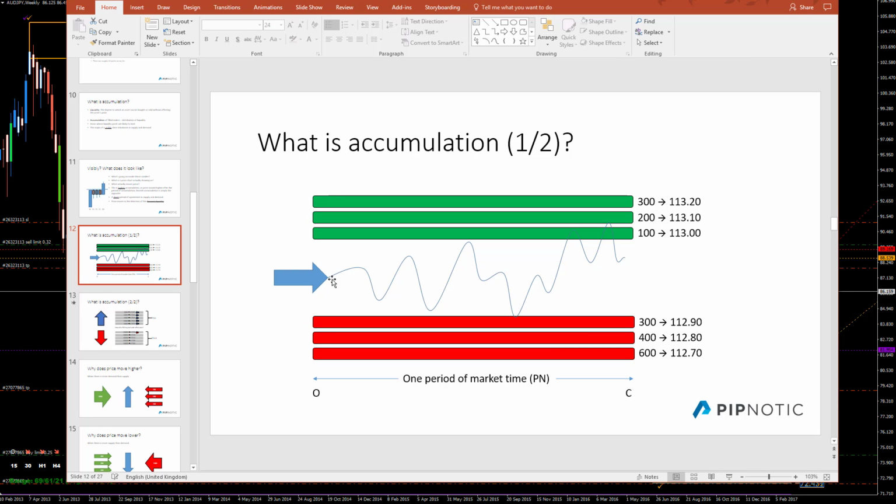So when price is moving higher, it means that price has to move higher to fill the orders that are coming in to the broker. And so they have liquidity that is for sale here.